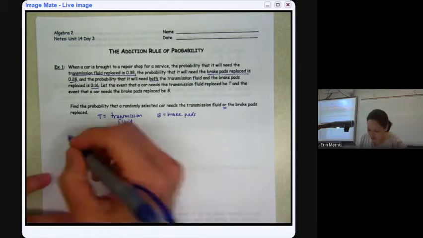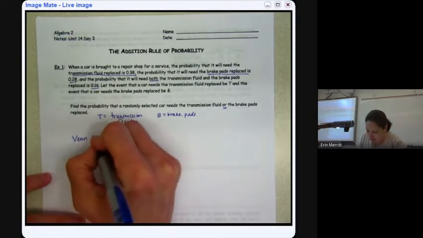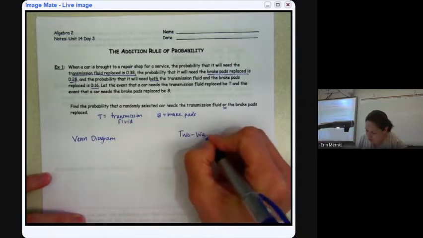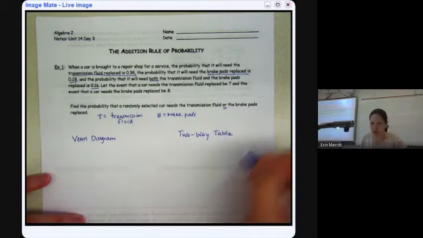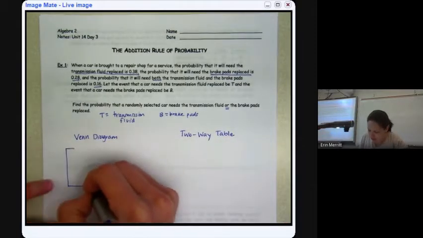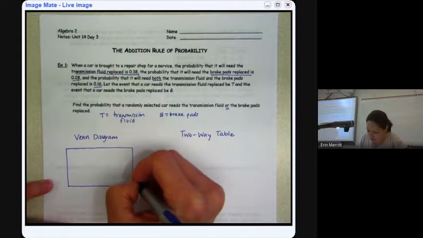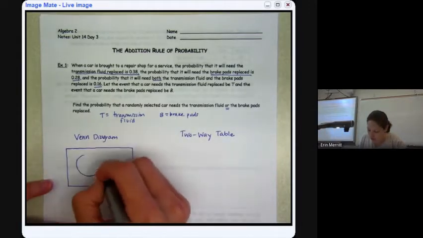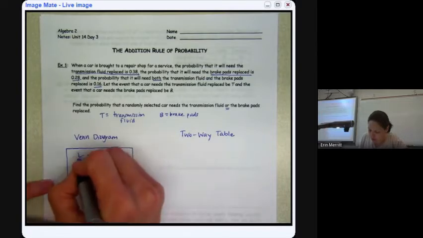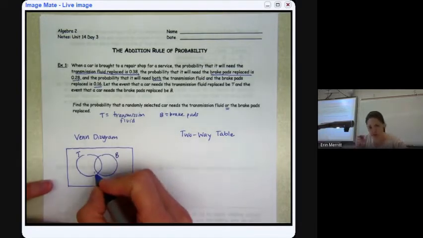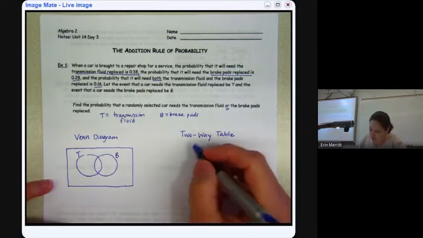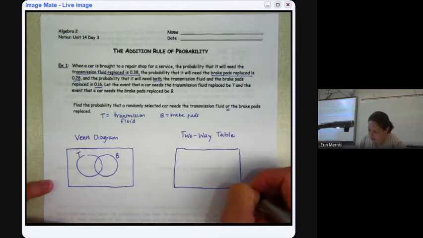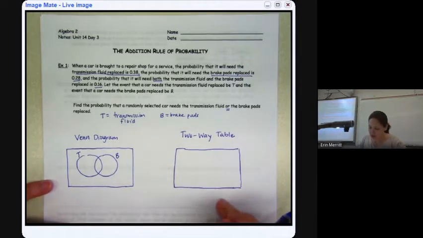There are two ways to do this. We can set up a Venn diagram, or we can set up what's called a two-way table. Let's set up the first stage. For a Venn diagram, we usually put a big rectangle around it. Because we have two categories, transmission fluid and brake pads, we create two circles within that. One is transmission fluid, one is brake pads. Where they overlap, that's going to be both. In terms of the two-way table, we can get ourselves set up with a little rectangle, and then we'll come back to the details in a moment.